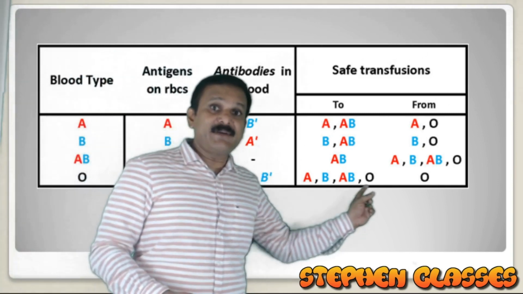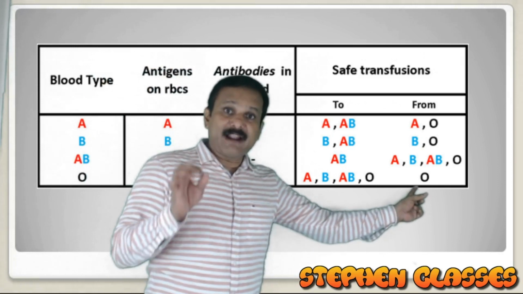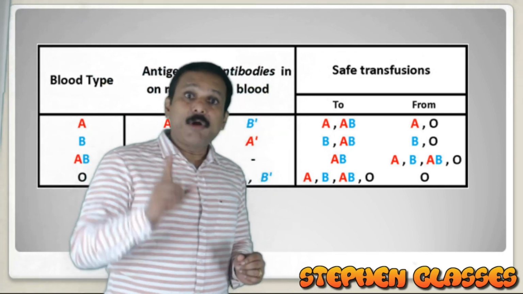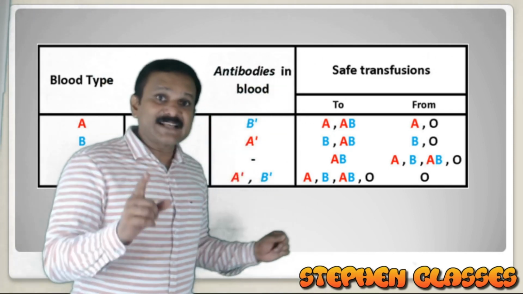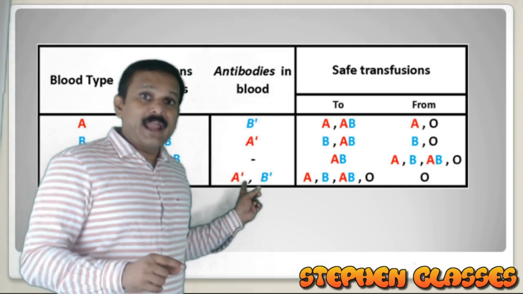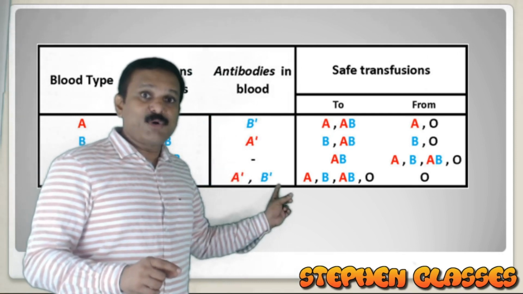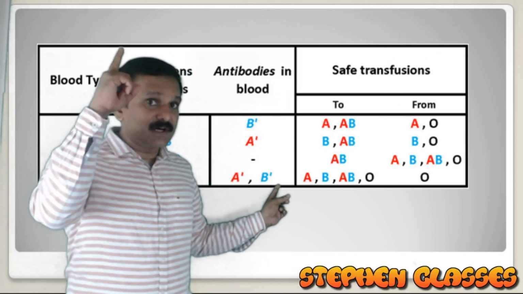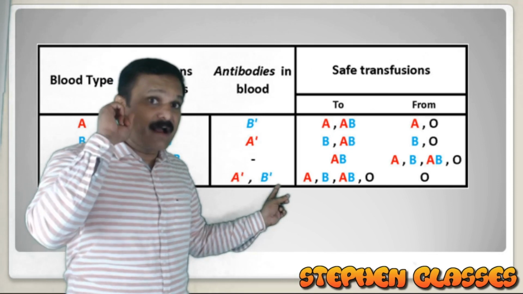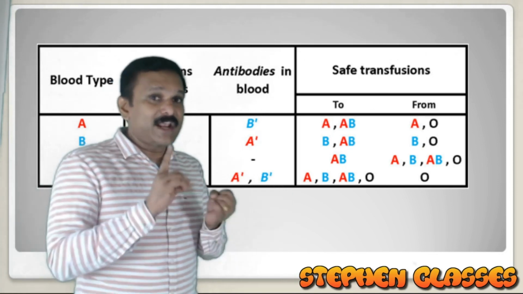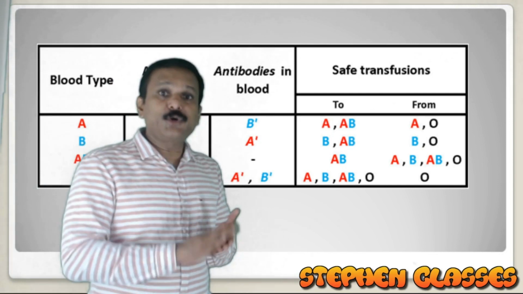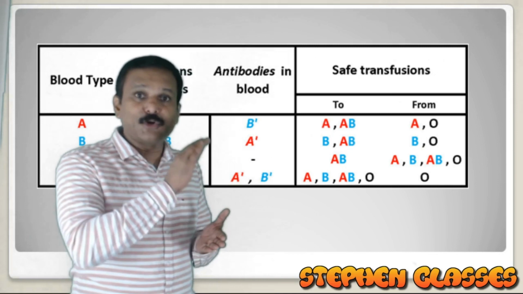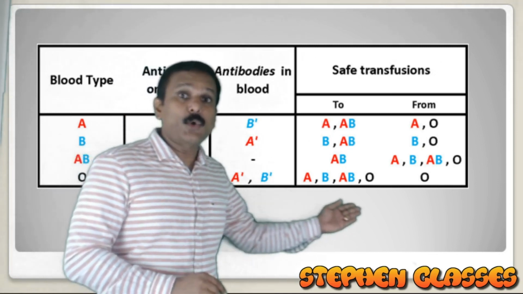When O group is a recipient, it can receive blood only from the O group, because in the case of O group it will have both the antibodies. In the plasma of O group blood, A antibody and B antibody will be there. So A antigen and B antigen should not be there in the donor. So it cannot receive blood from the A group, B group and AB group. So it can receive only from the O group.